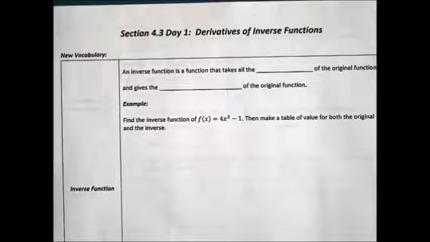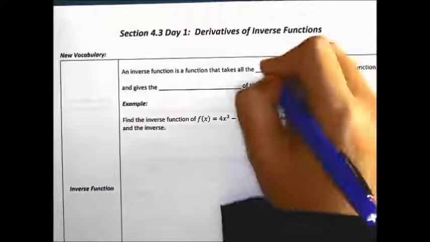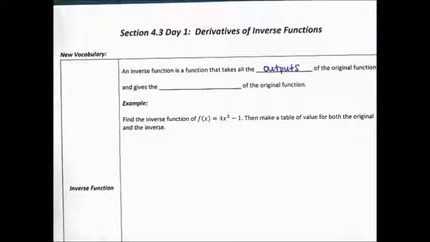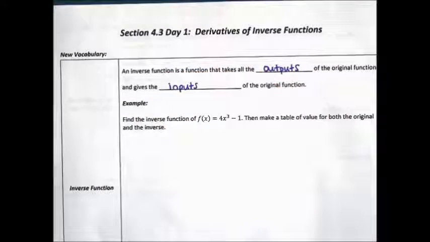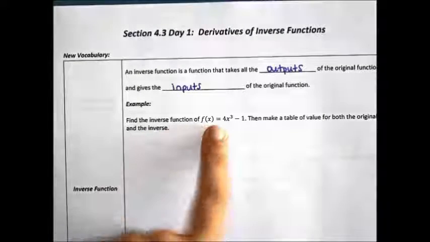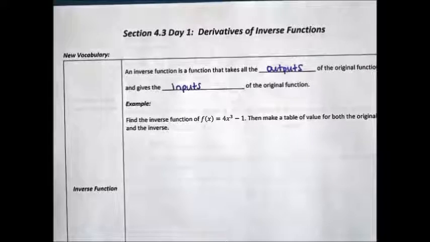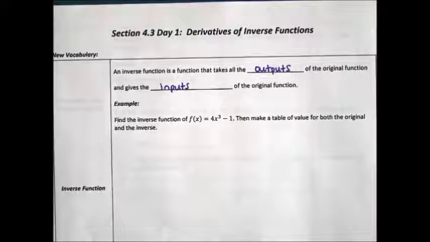An inverse function is a function that takes all of the outputs of the original function and gives the inputs. For example, find the inverse of this function, then make a table of values for both the original and the inverse. When we learned how to find an inverse back in pre-calculus, we said in order to do this, you're just going to switch the x and the y.